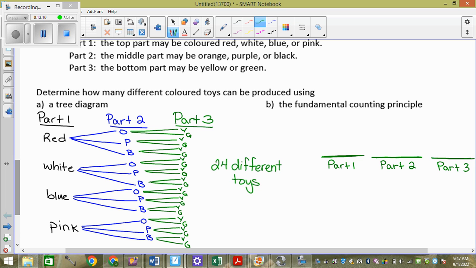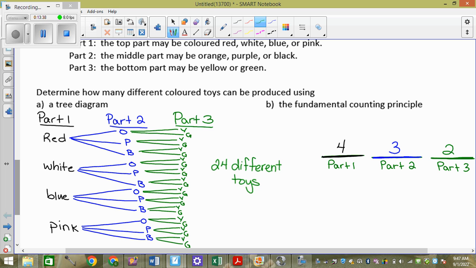So part 1, I'm picking one option, but above I list how many options I have. So how many did I have? 4. Then part 2, I'm picking one of the options. So the blank means, but how many options did I have? 3. And then part 3, I'm picking one option, but I had 2.